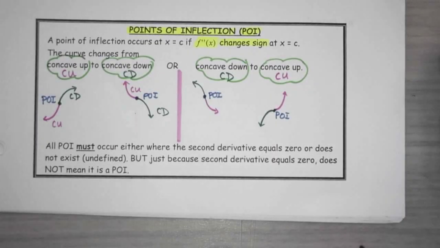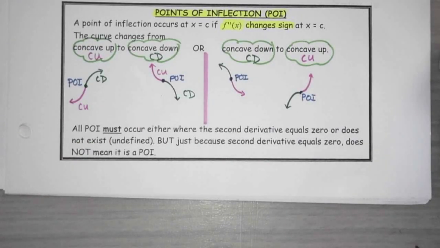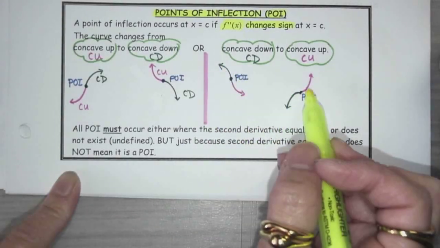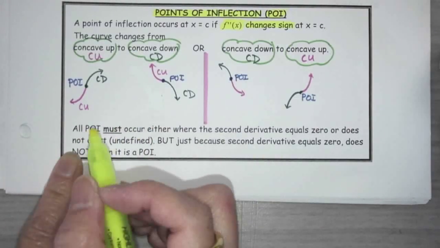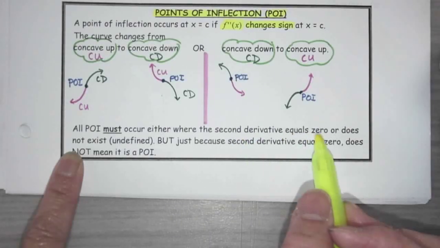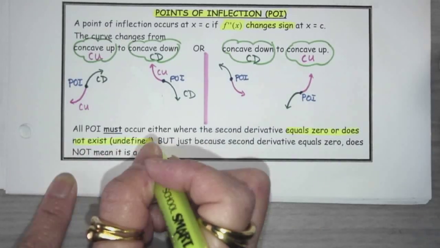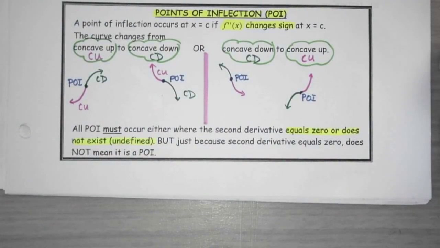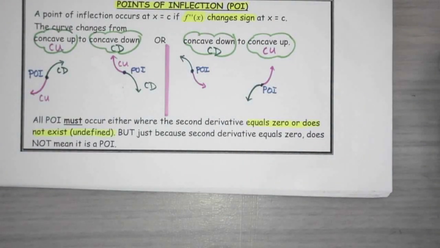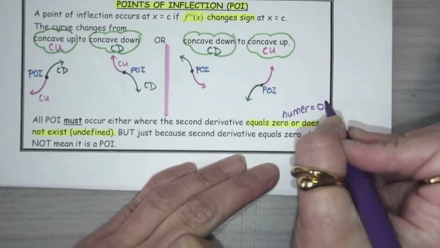Okay, so now, second part. All points of inflection must occur... Do I need to label concave down, concave up? Are you okay with that? Makes sense? It matches that. So all points of inflection must occur where either the second derivative equals 0 or does not exist. The fancy way of saying it is that the points of inflection have to be, and all they're saying here is, numerator equals 0.